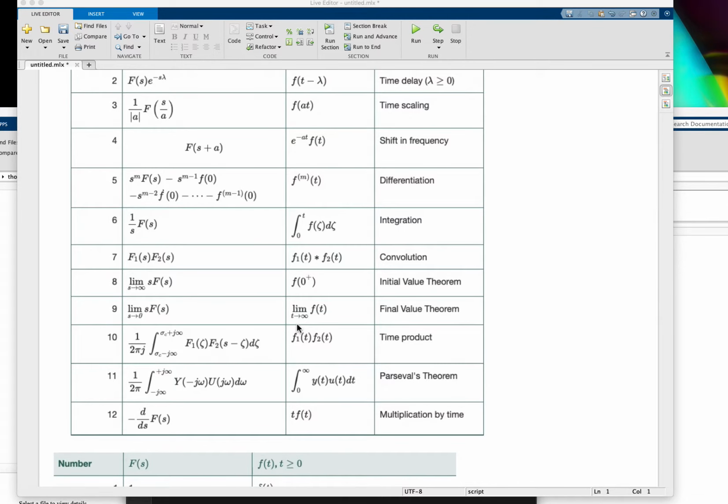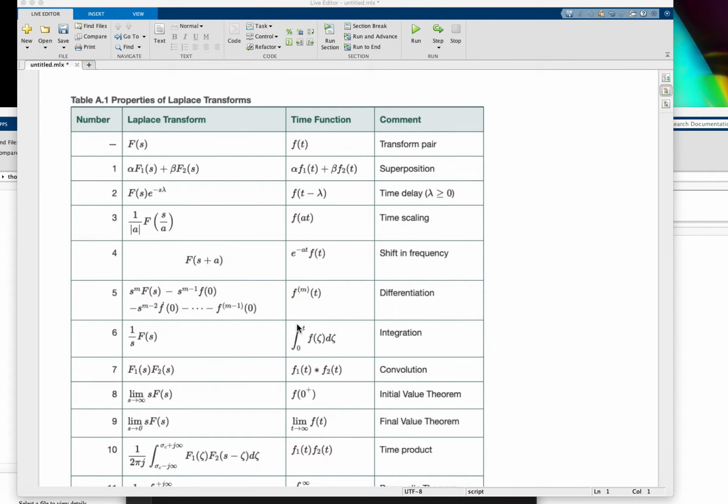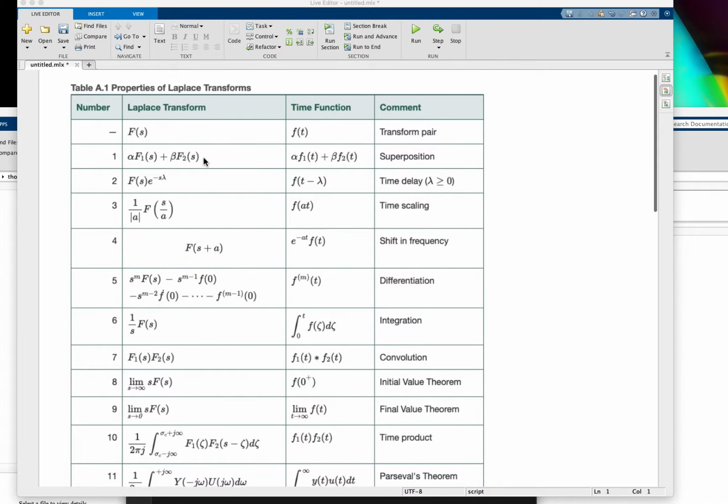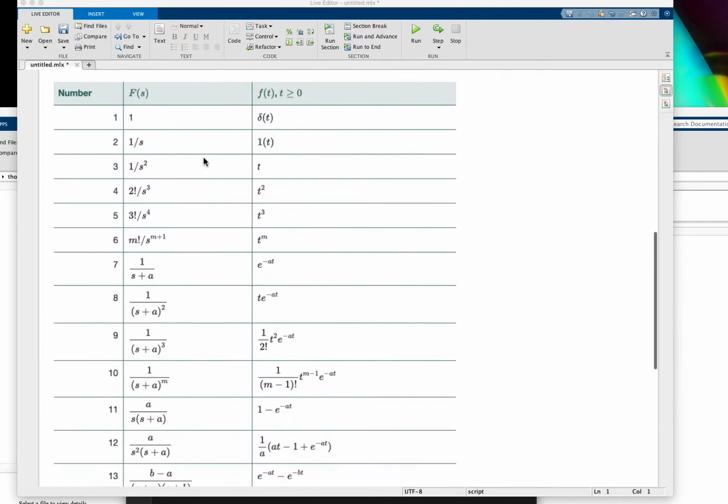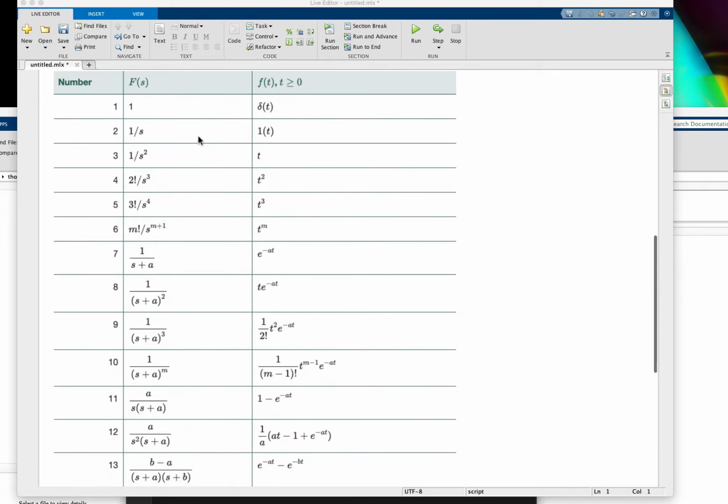I'm going to walk you through using Matlab and the Symbolic Toolbox to explore Laplace transforms. This is from the Live Editor. I pasted in the table of properties of Laplace transforms so that if we need to go back, we can take a look at these tables. I also pasted in common Laplace transform signals so that we can check our answers from Matlab to see how this all works. All right, so let's get started.